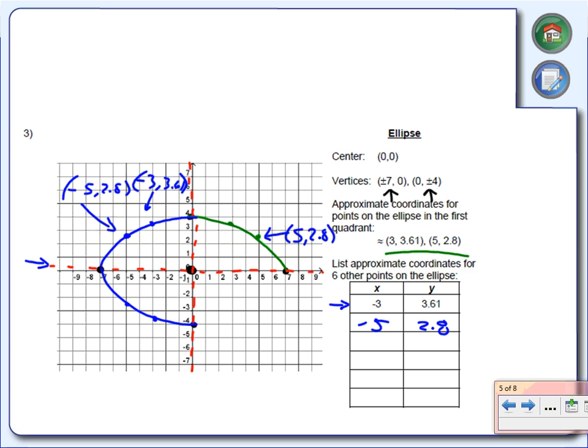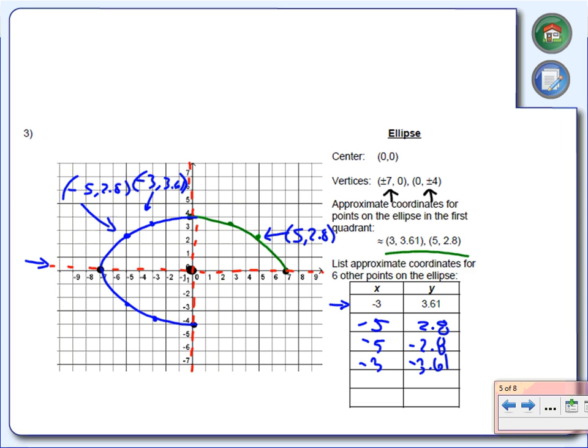By the way, let's go ahead and make sure we're writing those down. What were those 2 points again? Negative 5, negative 2.8. Notice they're the same thing, guys. All we're doing is adding a negative sign to our y value. All right, we got 2 more to find, and that's in the fourth quadrant.